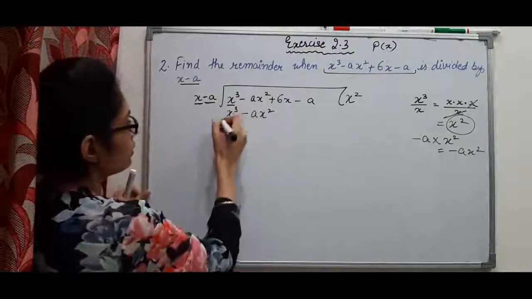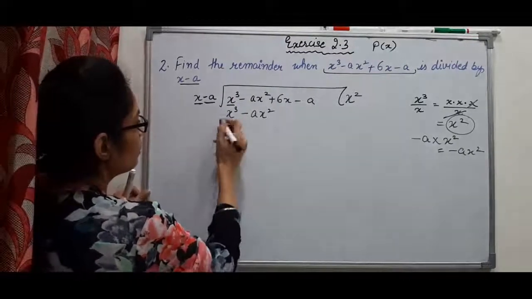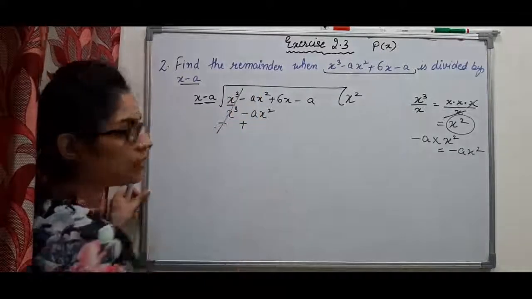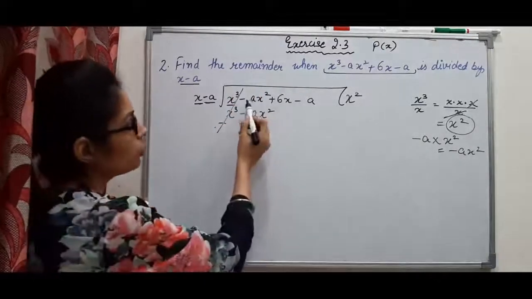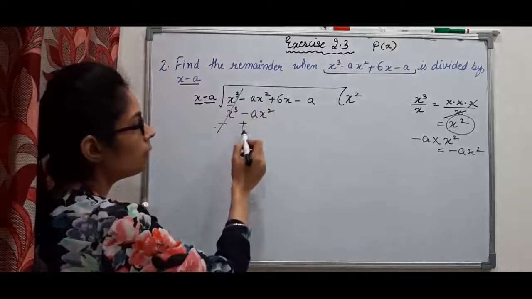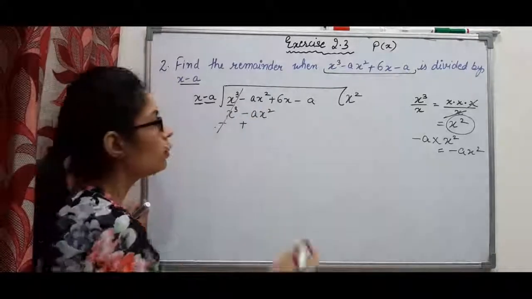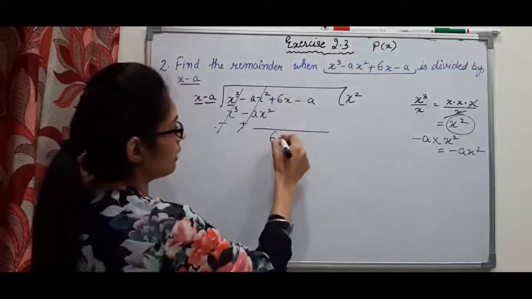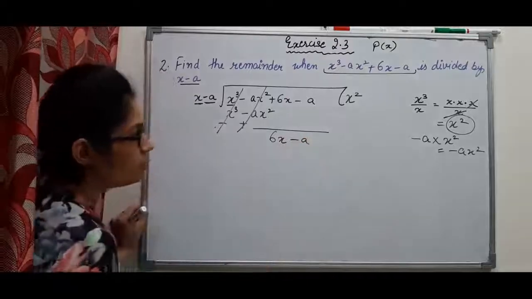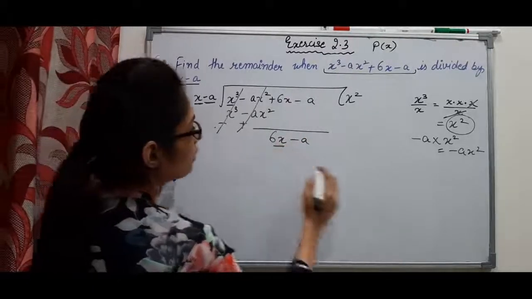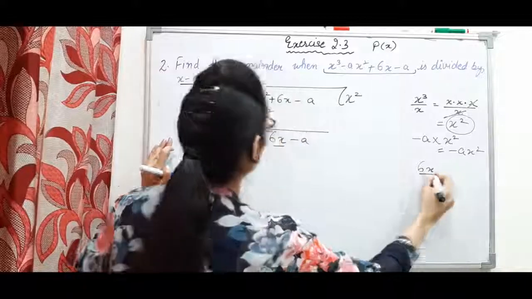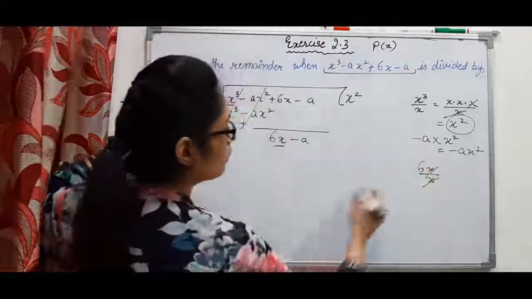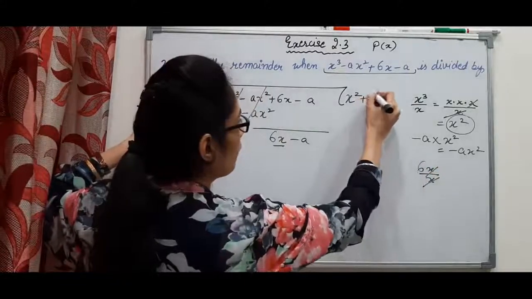Now change the signs. This plus will change to minus, minus will change to plus. Same terms with opposite signs will get cancelled. See, this is minus ax square, this is plus ax square. Same terms with opposite signs, again they will get cancelled. Now write all the remaining terms, which is 6x minus a. Same step we'll do. 6x we'll divide with x. x and x will get cancelled. So this 6 you have to write here, plus 6.